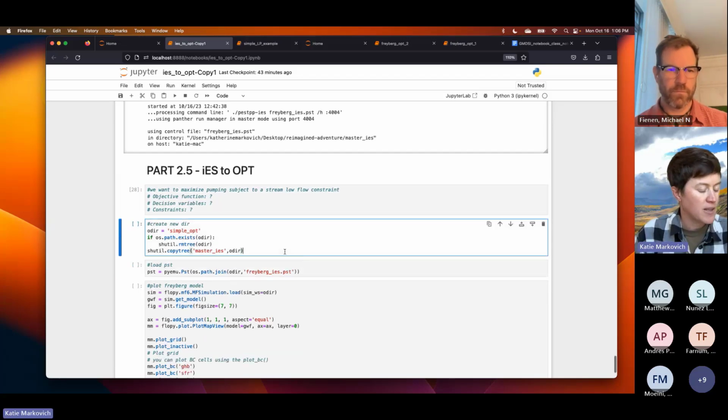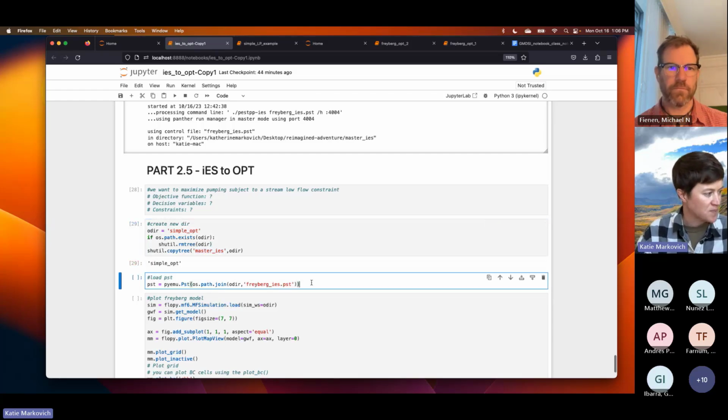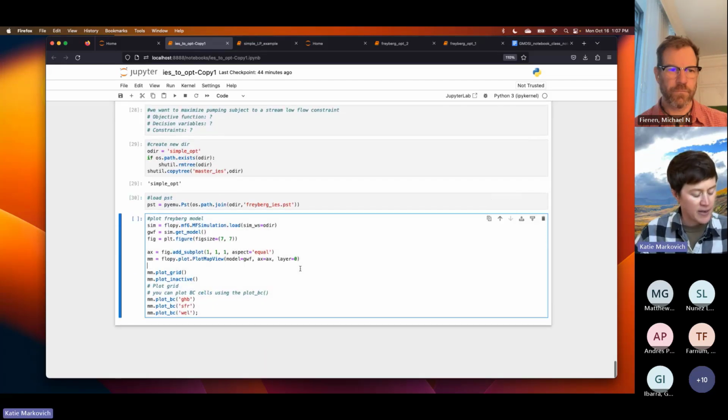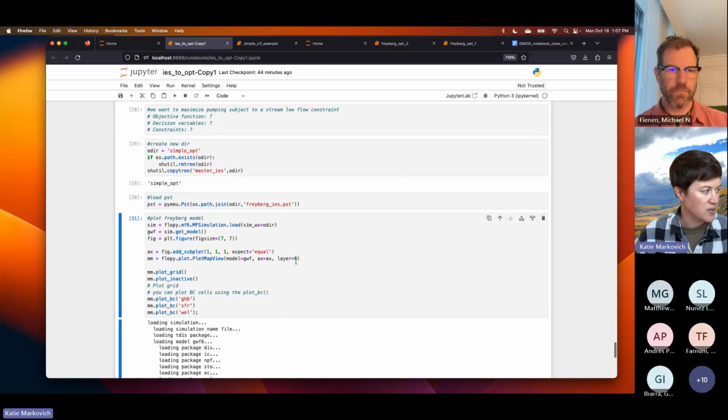Like everything, we want to create a new directory because we don't want to overwrite what we've done so far. So I have this code chunk here where I'm creating a new simple optimization directory and copying that master IES directory, the one that has our posterior parameters, into it. We're going to go ahead and load the PEST file from that directory.